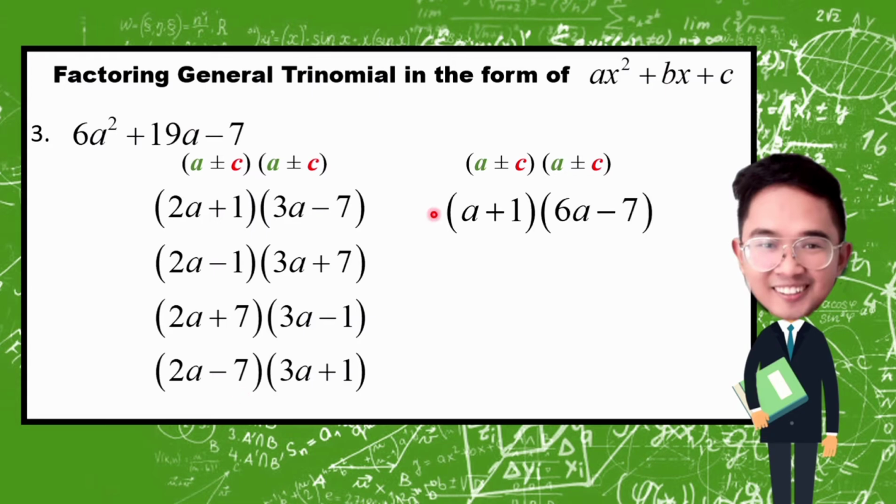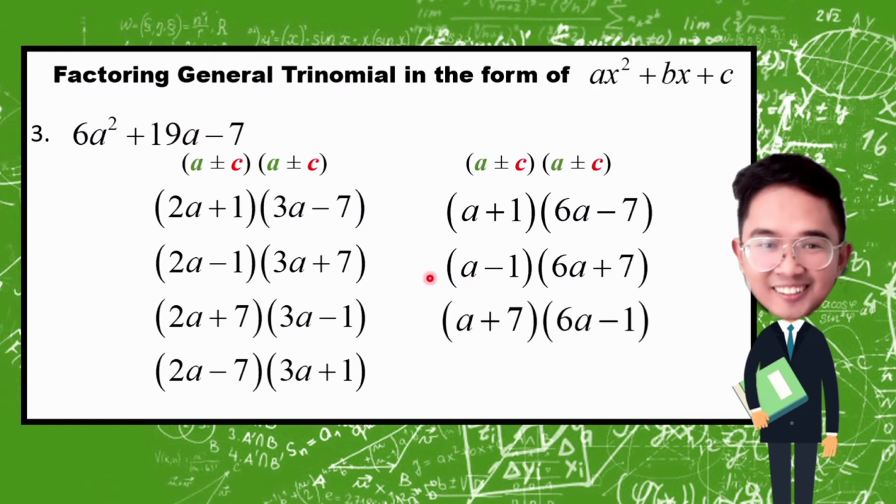Another possible factors are the following. The quantity of a plus 1 multiplied by the quantity of 6a minus 7. The quantity of a minus 1 multiplied by the quantity of 6a plus 7. The quantity of a plus 7 multiplied by the quantity of 6a minus 1. And lastly, the quantity of a minus 7 multiplied by the quantity of 6a plus 1. And in order to get the correct factors, we need to get the sum of outside products and the inside product. So let's start with the first possible factor.